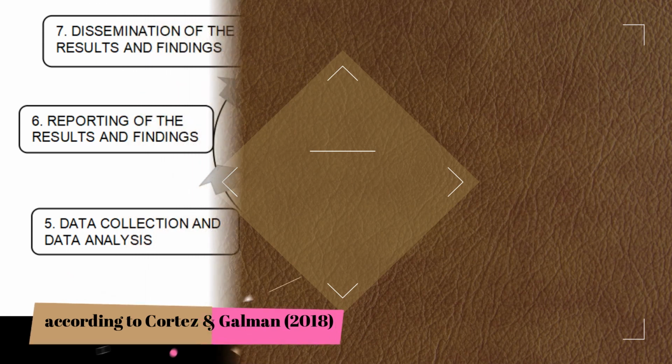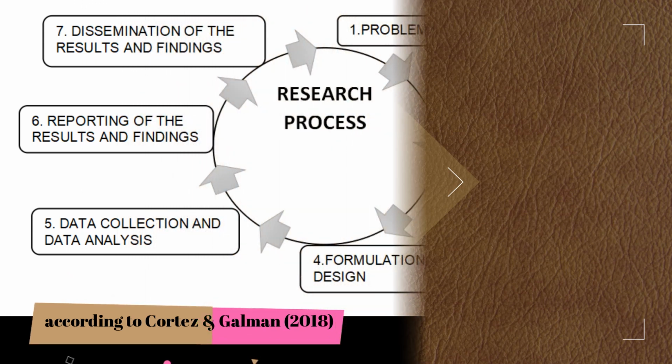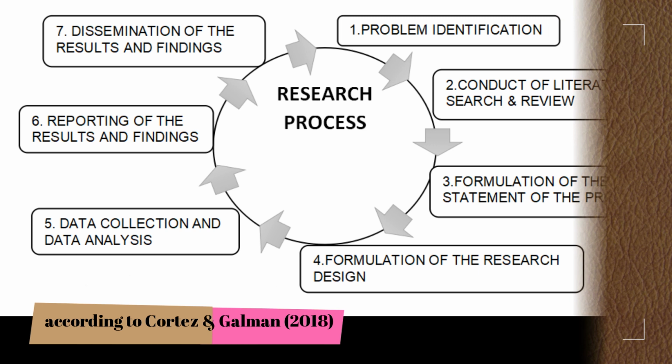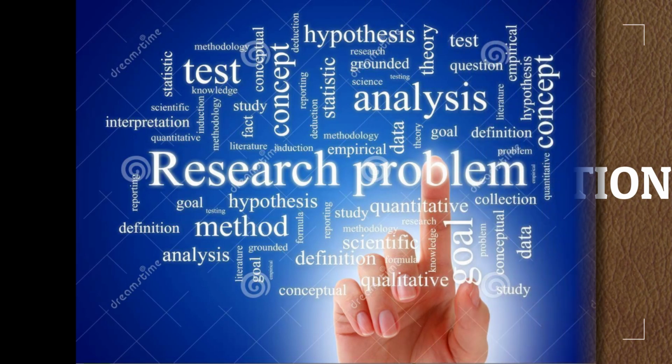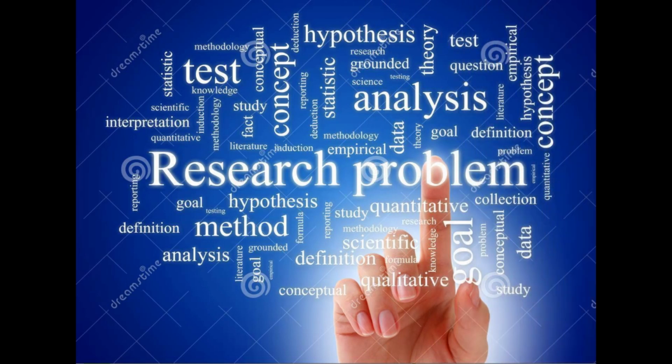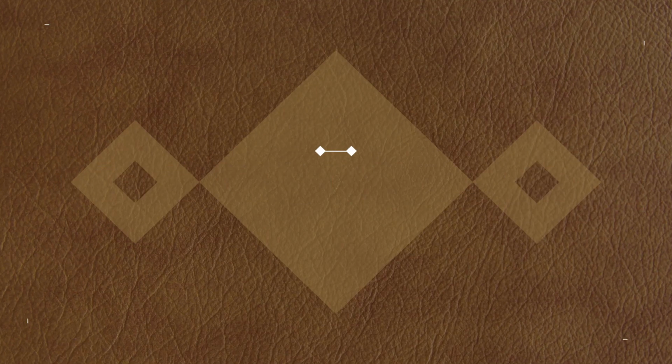According to Cortez and Gallman in 2018, the following are the parts of a research process. The problem identification and hypothesis formulation is the first step of academic research across disciplines. It begins with generating research ideas or a research topic. The sources of these research ideas are everyday life, practical and current issues, previous researches, and existing theories.